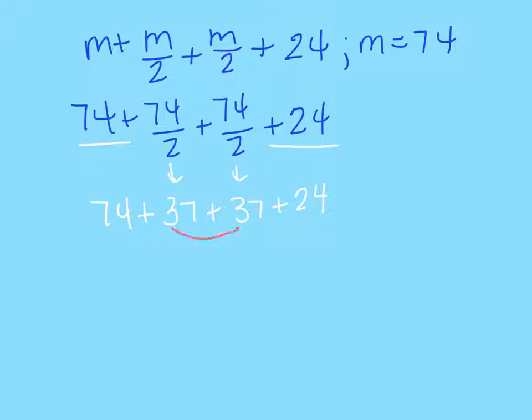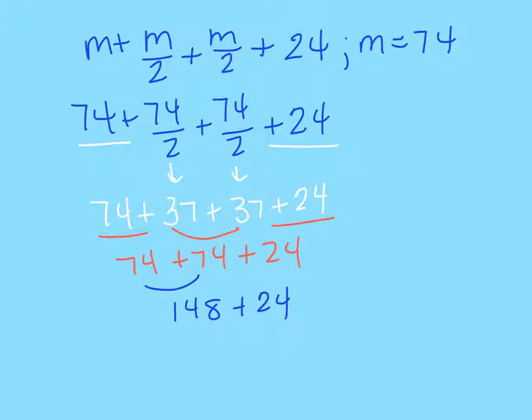Bring down the rest of my problem because I know that I'm funneling down. This is all addition, so I know that I can do these a little bit out of order because I know that 37 plus 37 is 74. I couldn't do that if there was subtraction in here. 74 plus 74 is 70 plus 70 is 140. 4 plus 4 is 8, so it's 148 plus 24. 148 plus 20 is 168, plus 4 more is $172 in total.